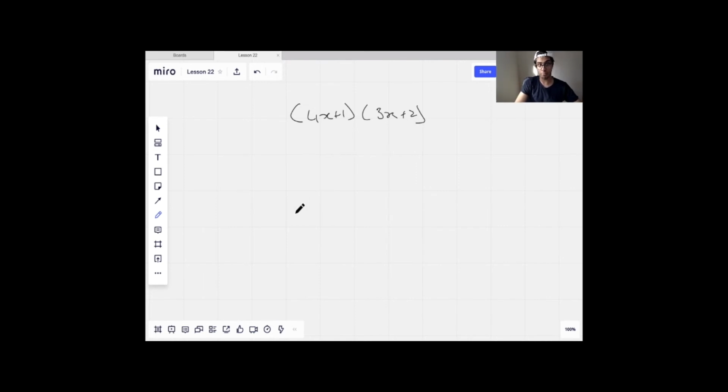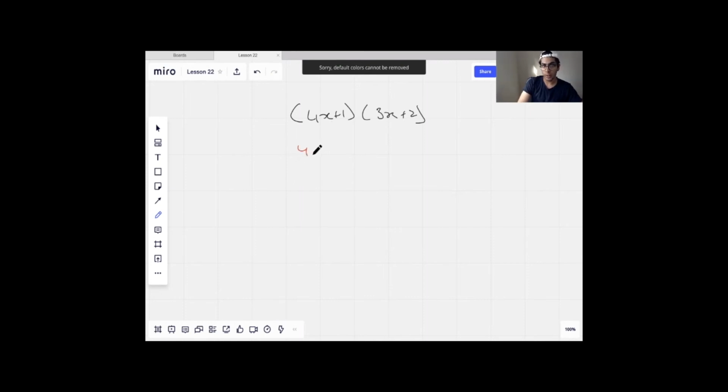You can use any of the methods I've talked about so far. You can use the shortcut method, or you can go back to basics and say we do 4x plus 1 times 3x, plus 4x plus 1 times 2. So pause the video, give it a go. Okay, I'm going to use the original method, the first method I talked about.